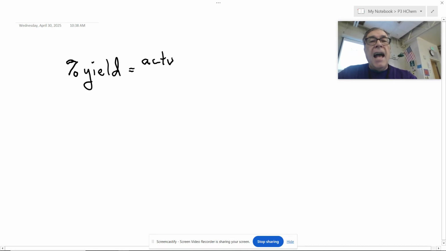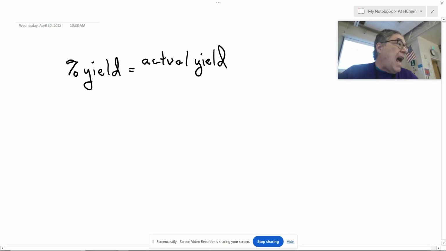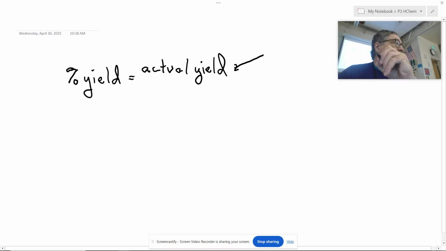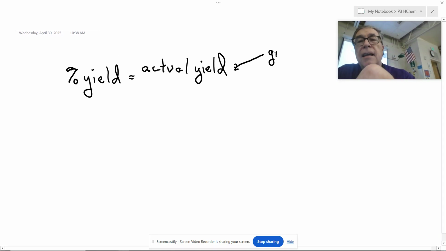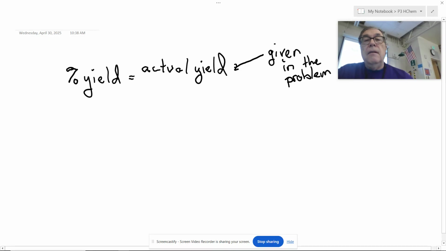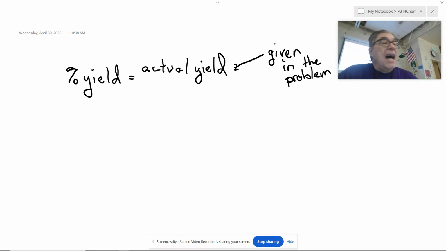It is just the actual yield. Now, that's what you get in the manufacturing process or maybe in a lab that you are doing. So this number is often given in a problem because you can't get it unless you're doing a manufacturing process or a lab. So this number will have to be given to you in the problem for your chemistry test or chemistry worksheet. Actual yield has to be given. It's not something that you can calculate.